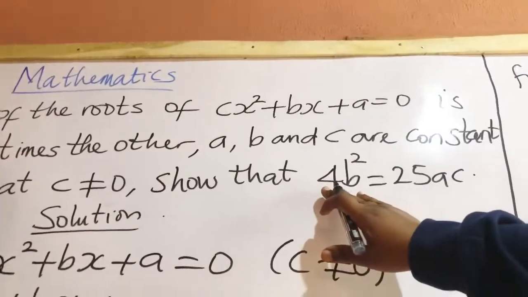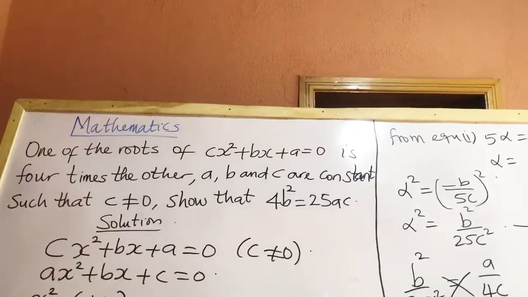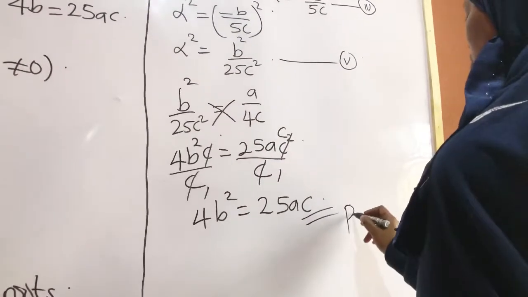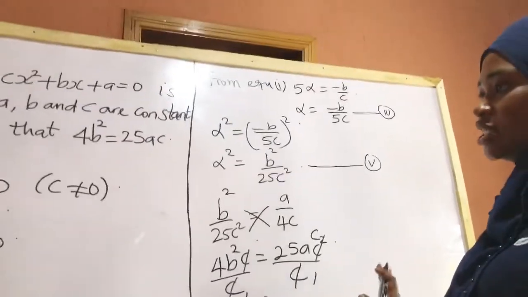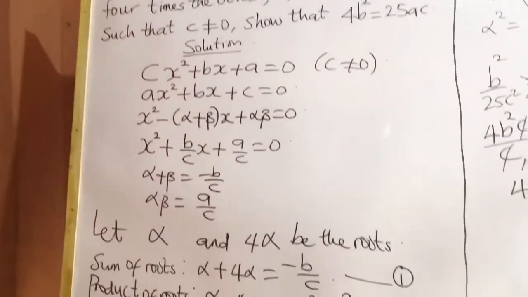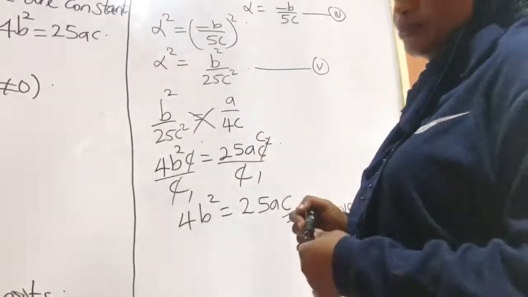Look at the question, show that 4b squared is equal to 25ac. So we have proved it. So just go through it. It's very simple. So let's solve another question which is of the same type.